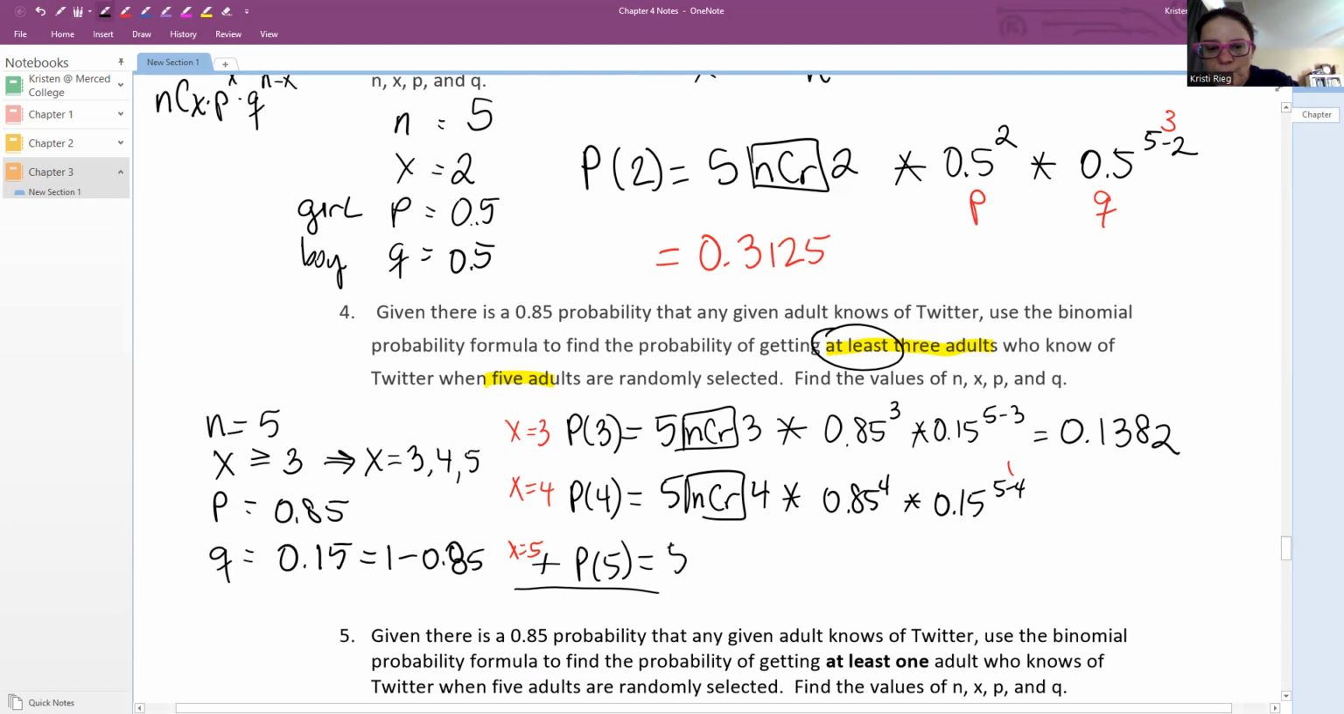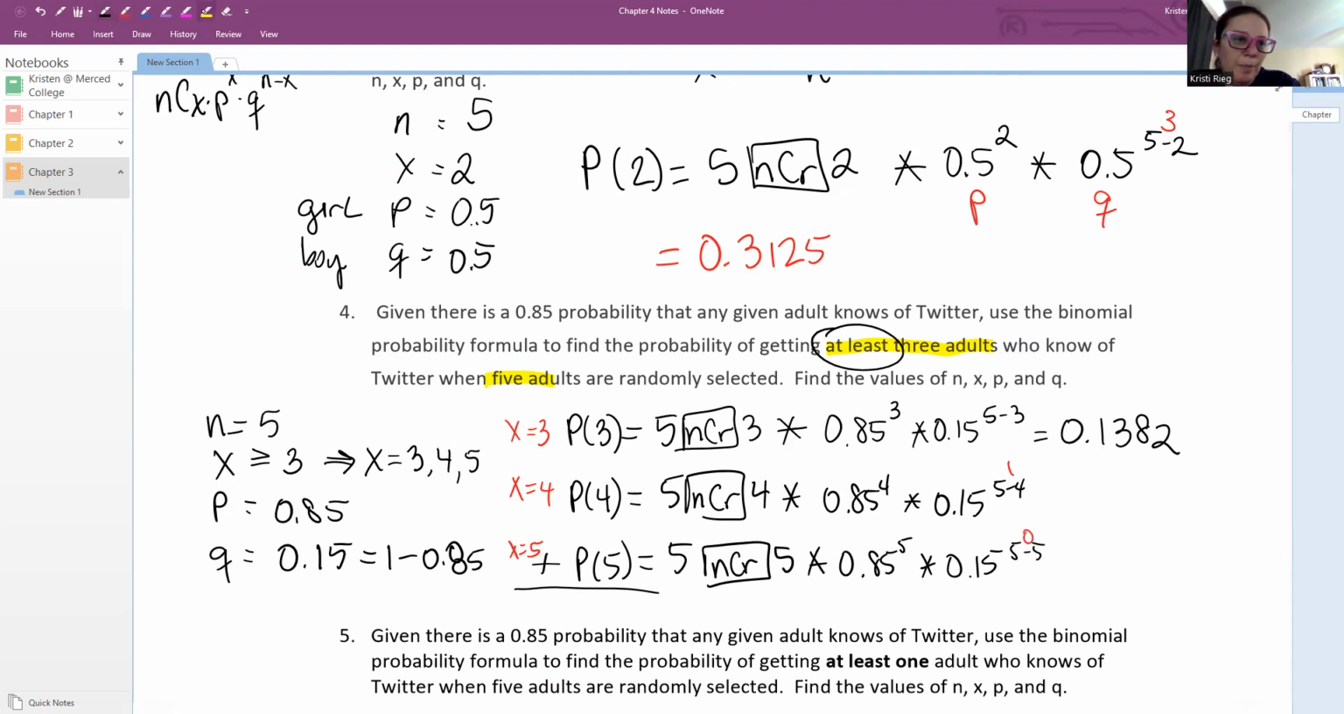Okay, 5. And then what's changing is the X is also 5. 0.85 to the 5. There's a lot of 5s in this problem. Times 0.15 to the 5 minus 5, which is 0. It's okay. We can have a 0 power. It's just it equals 1. But it doesn't matter if you know that or if you don't know that. All you have to know is it's okay, and we'll type it in the calculator.